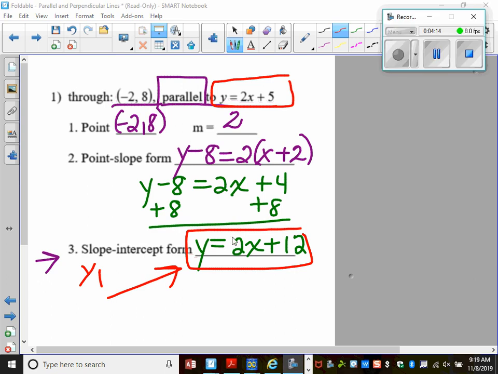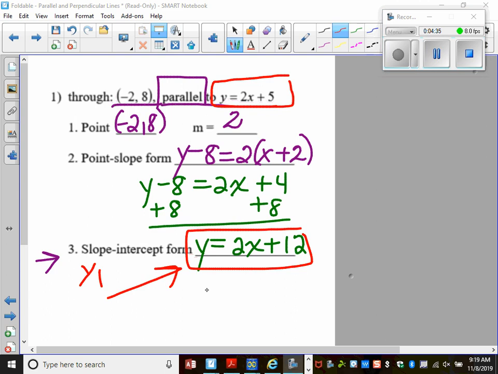All right, so once you put in 2x plus 12, remember the whole problem was we want to write an equation that's parallel to this, and it has to go through this point. So if you were taking your test and you want to know if this answer is right, you would type it in, then go to the table.